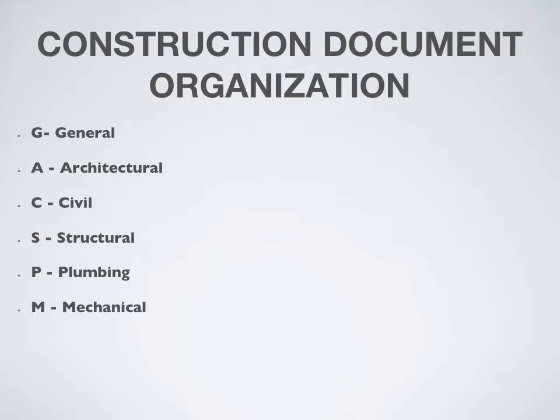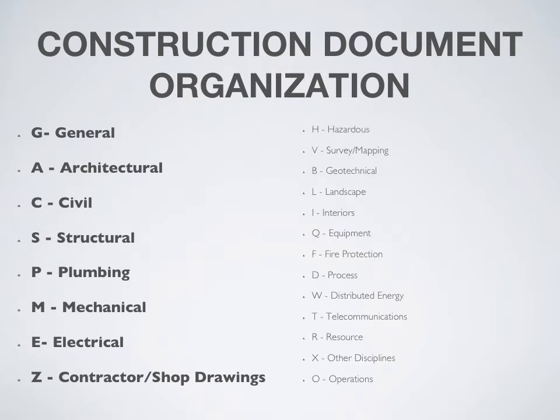G for general, A for architectural, C for civil, S for structural, P is for plumbing, M is mechanical, E for electrical, and the only curveball here is Z for contractor and shop drawings. The ones in bold are the most common ones you'll encounter, but it's good to see a full spectrum of different types there on the right-hand side.